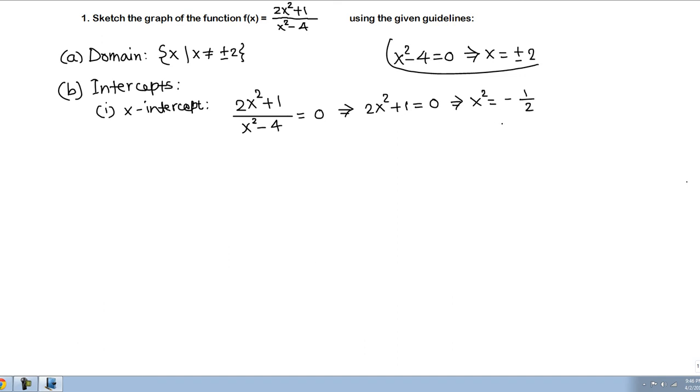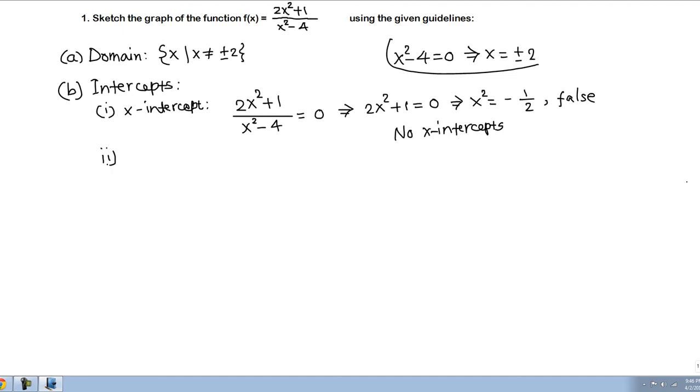But this is a false equation, because any number squared is always positive. So x squared equals a negative number. This is false. That means we don't have any x values. So no x-intercepts. So the graph of this function does not intersect the x-axis.